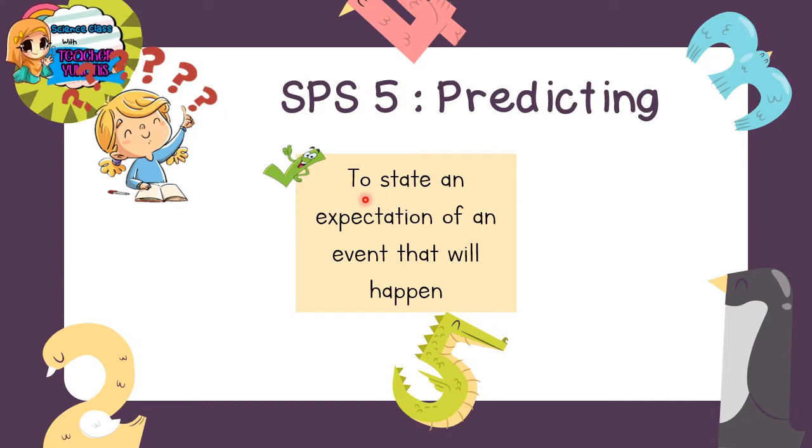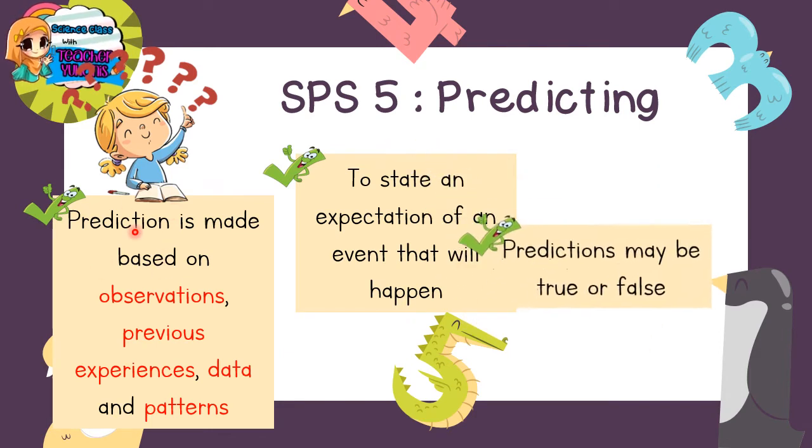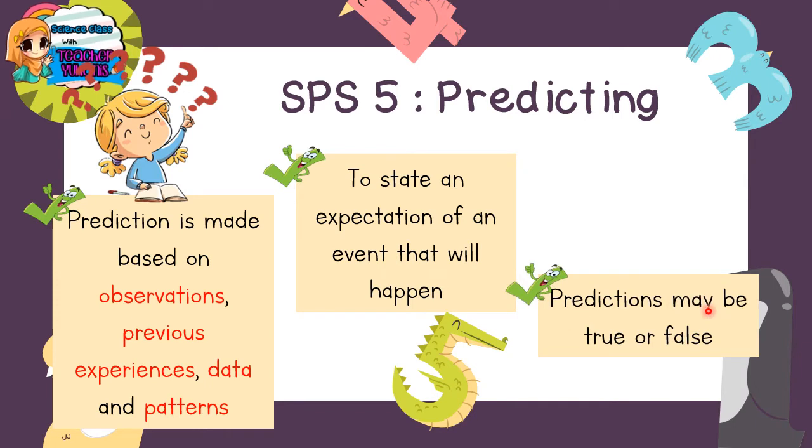Well, predicting is to state an expectation of an event that will happen. Prediction is made based on observation, previous experiences, data, and patterns. Predictions is not guessing. It's different from guessing. And predictions may be true or false.